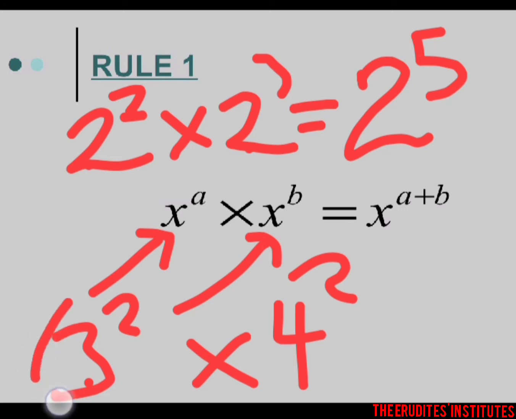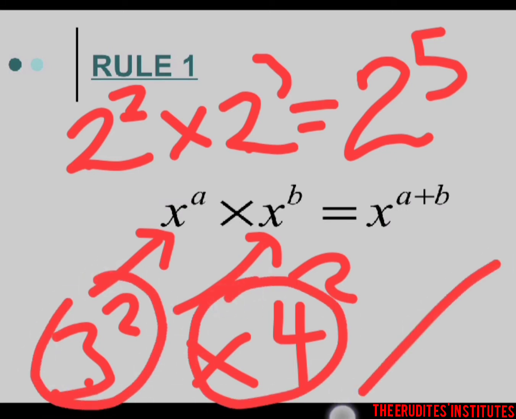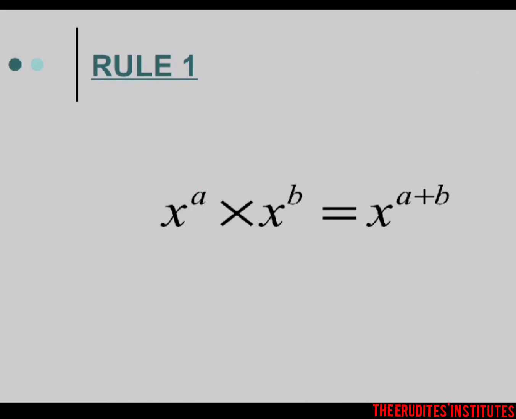If the bases are different, it does not work. If the bases are the same, it works. So once again, let's look at the rule. If we have any index where the bases are the same, like x and x here, and they are multiplying, not adding, then what we can do is add the powers.